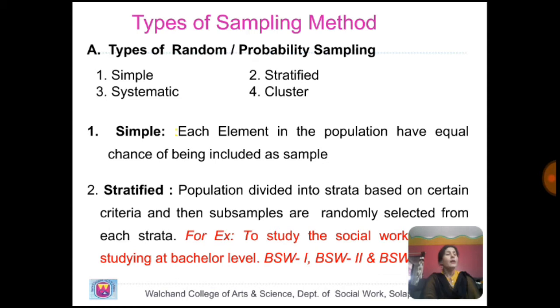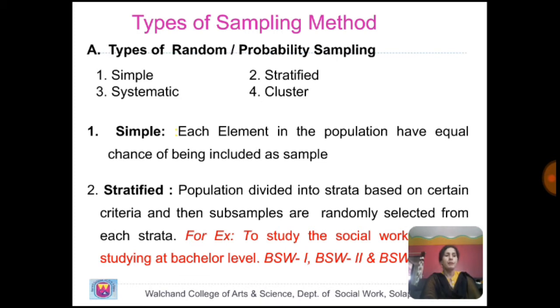Now let us discuss types of random or probability sampling method. There are 4 types of probability sampling method in social work research, and they are: 1st simple, 2nd stratified, 3rd systematic, and 4th cluster. We will see each type of probability sampling method in detail.